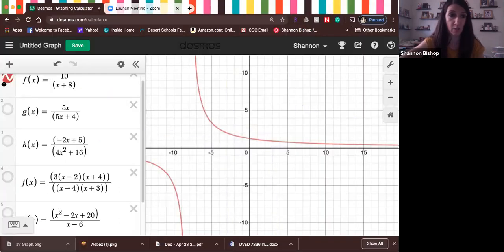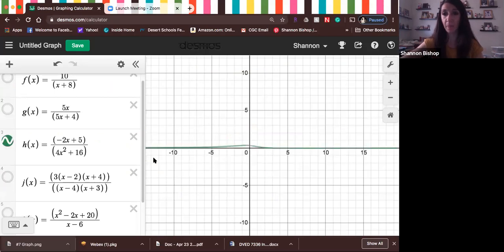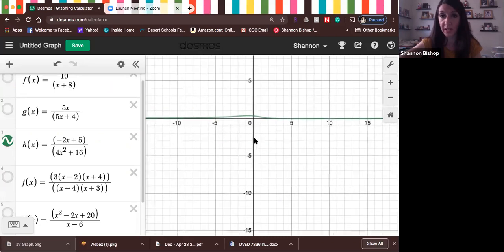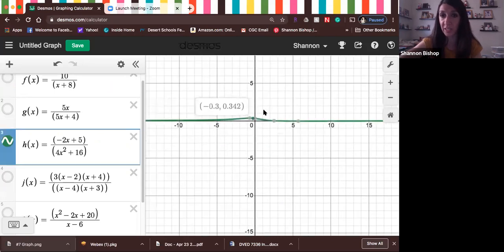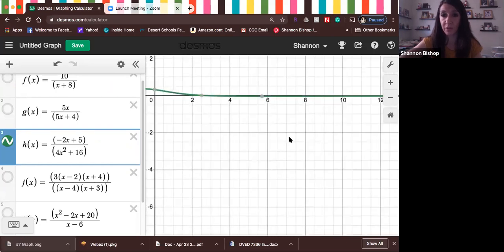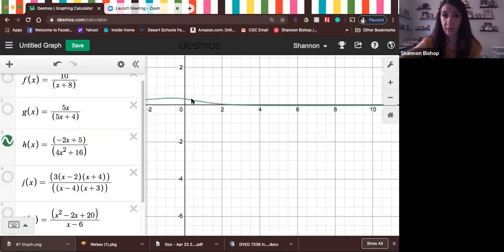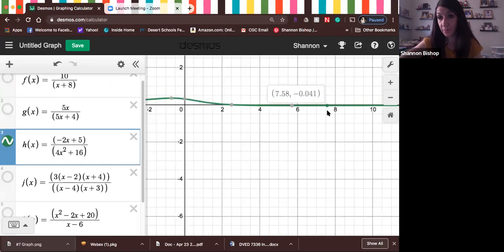So that was h of x. So turn these ones off, h of x. Oh yeah, this was my one with a little blip. So remember, no vertical asymptotes, no breaks, just a little blip. But does this graph level out to the 0 line? Sure does. On the right-hand side, I'm just under the 0 line, negative 0.041. You see that? Just under the 0 line.